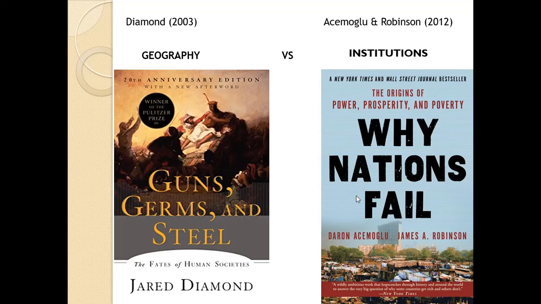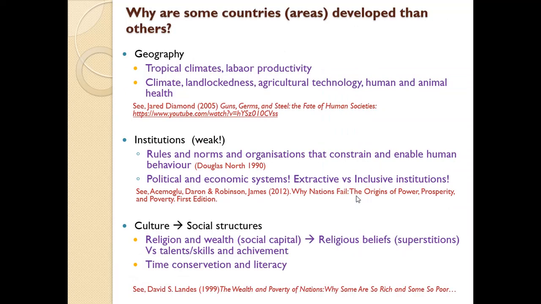So some countries are more developed than others because of tropical climate and labor productivity, or climate or landlockedness, or agricultural technology, or human or animal health. And Jared Diamond gives you some insights. You'll watch the videos that I have embedded in the Moodle page to get more idea of what is happening.